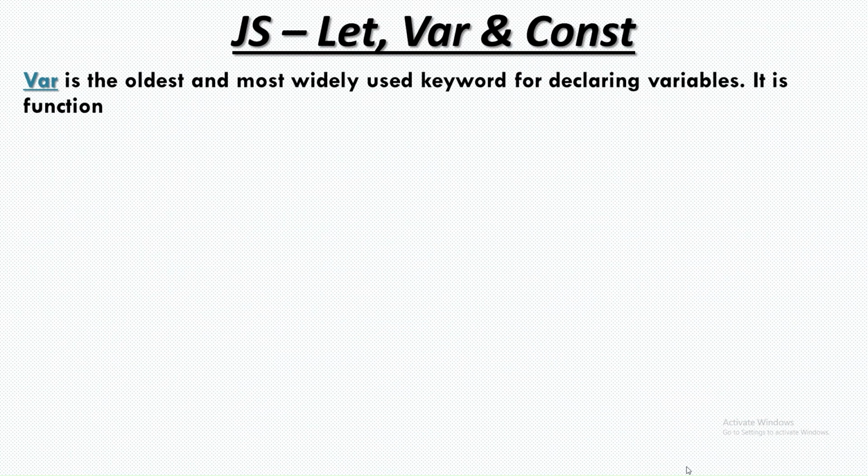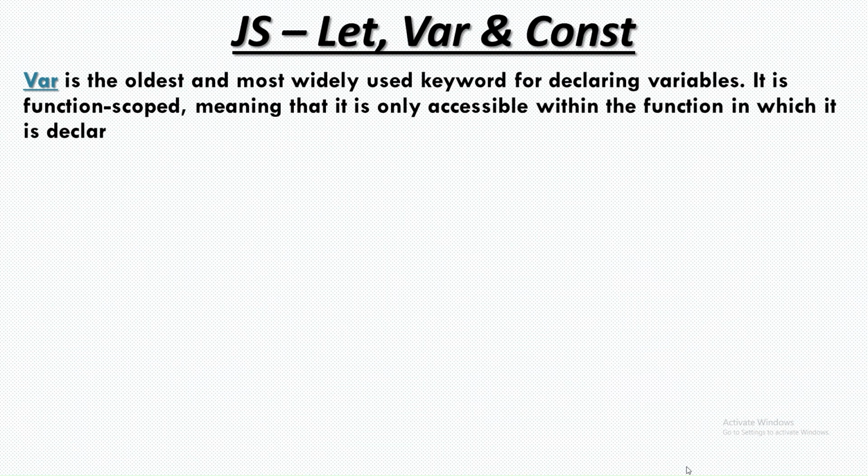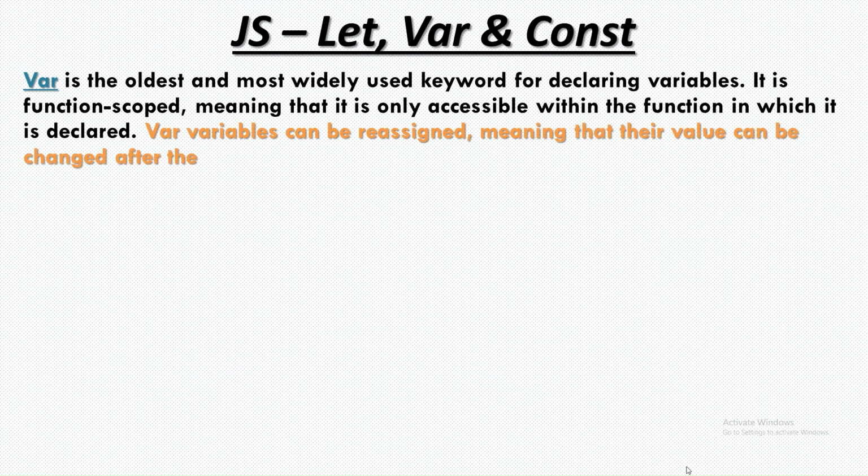So var is the oldest and most widely used keyword for declaring variables, and it is function scoped, meaning that it is only accessible within the function in which it is declared. Var variables can be reassigned, meaning that their value can be changed after they have been declared.